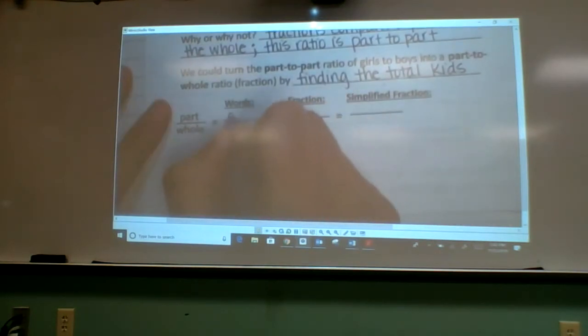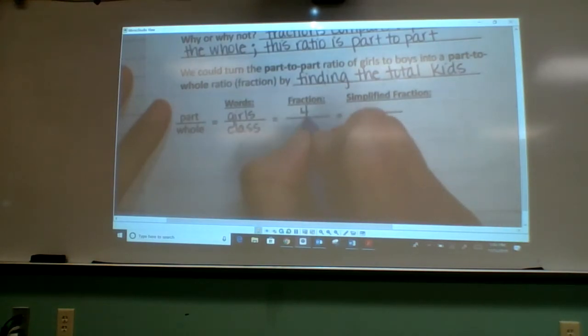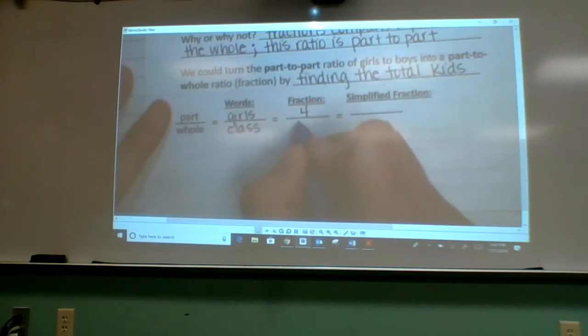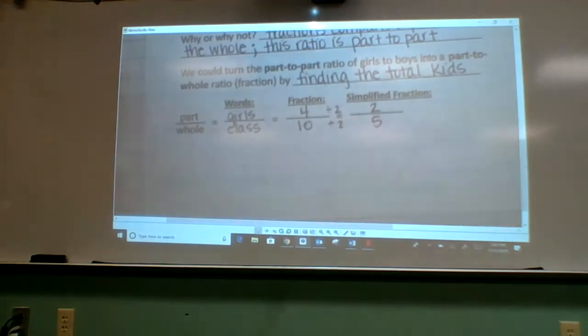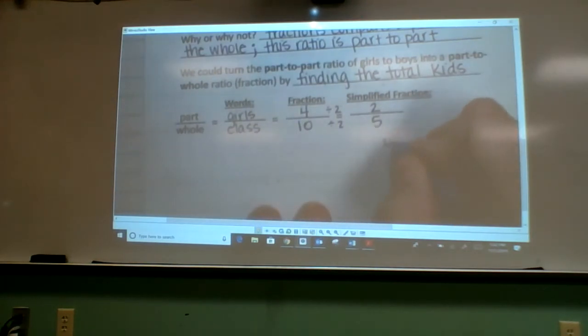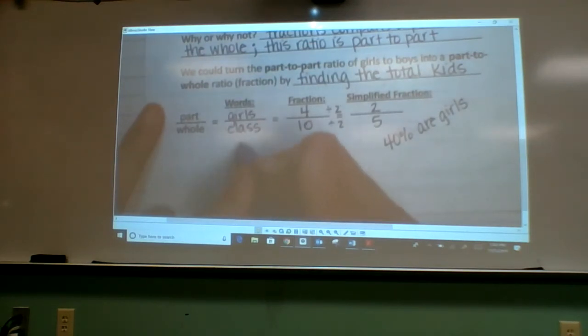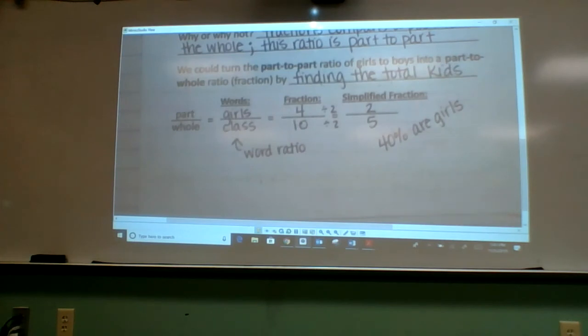Let's say we do girls to class. There are 4 girls, and the class altogether is 6 plus 4 is 10, and we can simplify it by 2, and we get 2 to 5. So our fraction of girls is 2 to 5. And 2 to 5, that is also 40%, isn't it? So 40% are girls in this class. Okay? And also remember, this is called your word ratio. And we need to always have our word ratio when words are involved.